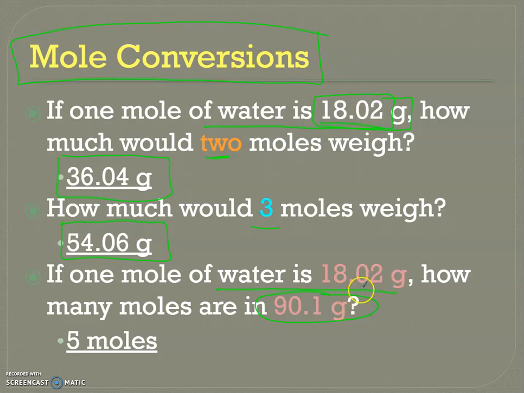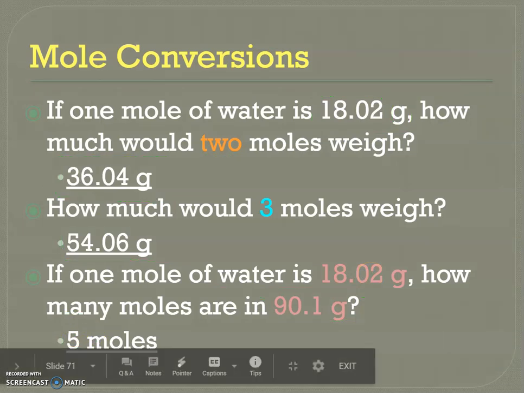Well, I'm not multiplying here, I'm dividing here. And that's what dimensional analysis helps us figure out and make sure that we get everything right. Because if I do 90.1 divided by 18.02, I figure out I have 5 moles.